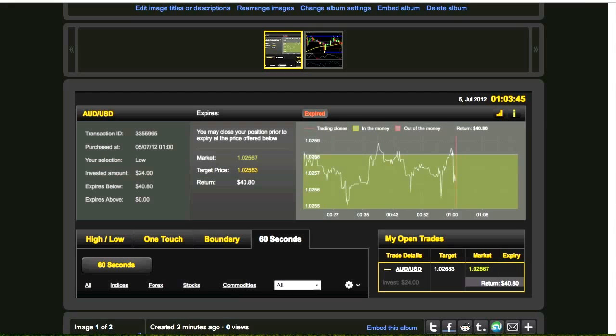My name is AJ, and today I'm going to be showing you an AUD USD binary option trade that I placed on July the 5th, 2012. AUD USD, that currency pair is the Aussie dollar. So it was a put option with an invested amount of $24, expiring below for 40.80, so that's nice. As you can see from the market price strike of 1.02567 and the target price of 1.02583, that's a great win.